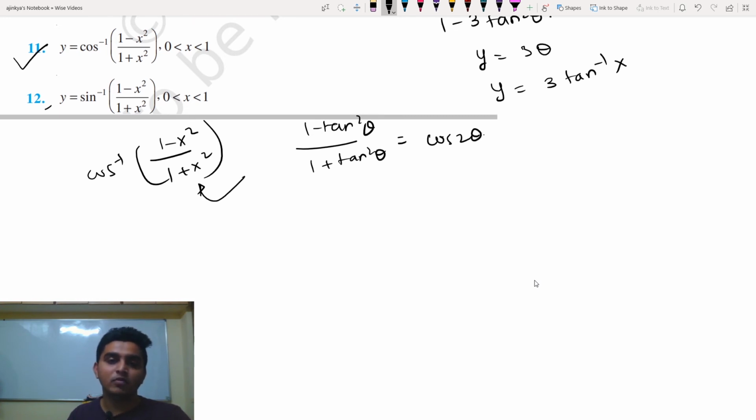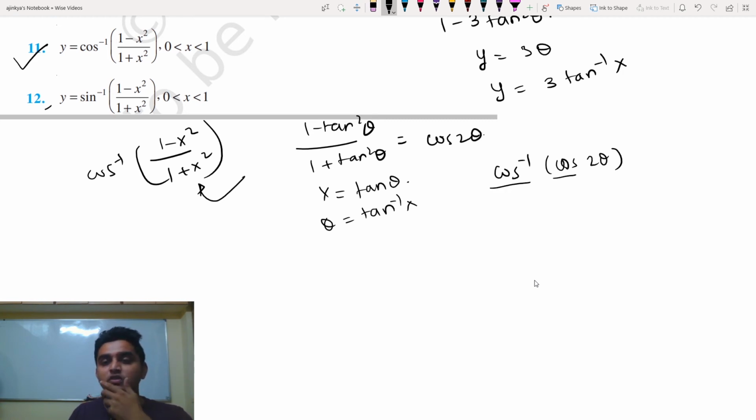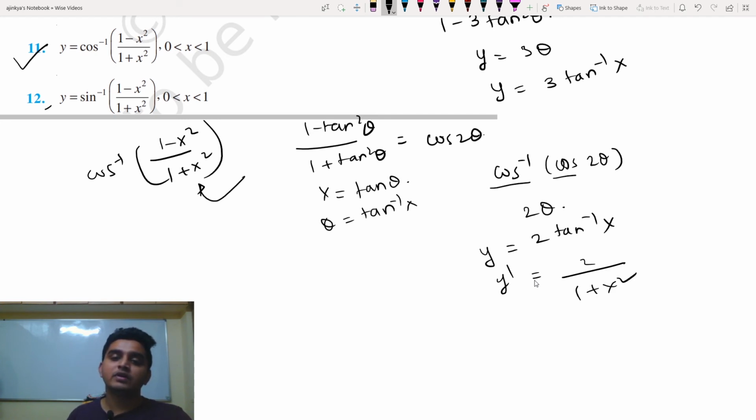Since we know the multiple angle formulas, we can say that x is the substitution tan of theta, and immediately theta is equal to tan inverse of x, isn't it? So when you put 1 minus tan square theta upon 1 plus tan square theta, you have cos inverse of cos of 2 theta, isn't it? And then this cos inverse and cos will get eliminated, and you have 2 theta, which is nothing but 2 tan inverse of x. And since y equals 2 tan inverse of x, you will easily be able to find the answer for y dash.